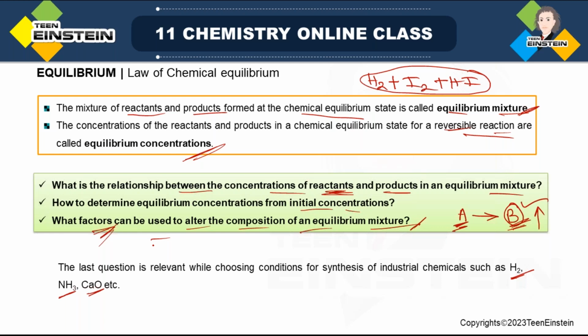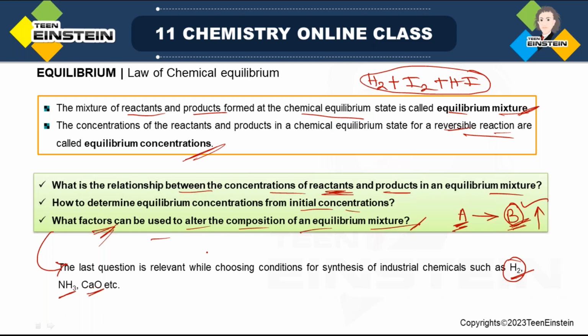Starting from the initial reactants, our aim is to gain the maximum yield of the product. Then only it will be economical. So that is why the last question is very relevant here. Practically, when we want to increase the yield, especially of industrial chemicals, this question is very important. So somehow if you can control the factors, then it is possible to increase the yield of the product. Okay, so one by one we'll try to answer all these questions.